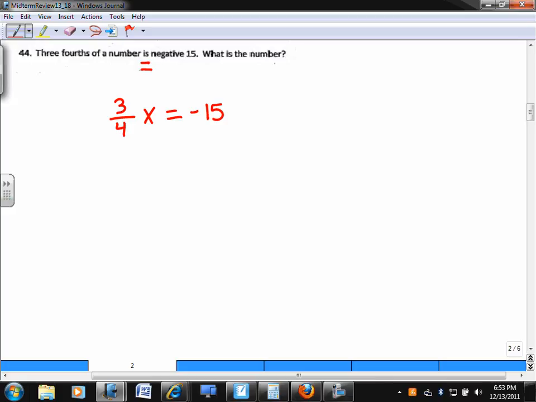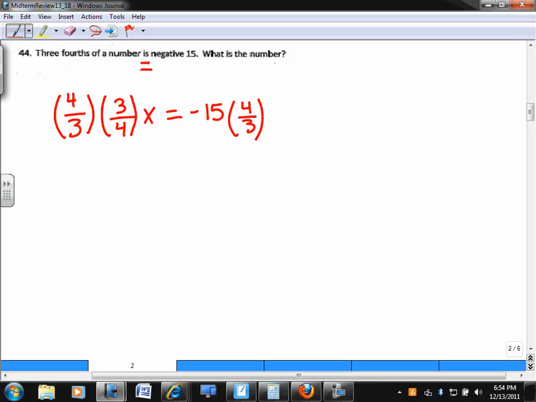To solve for x, you get it alone. We want 1x. Currently, the coefficient of x is 3/4. That 3/4 is being multiplied by x. So technically, we need to divide both sides by 3/4. But dividing by a fraction can be challenging. So we multiply by the reciprocal. It's exactly the same thing, and it's much easier to do. So we're going to multiply both sides by the reciprocal.